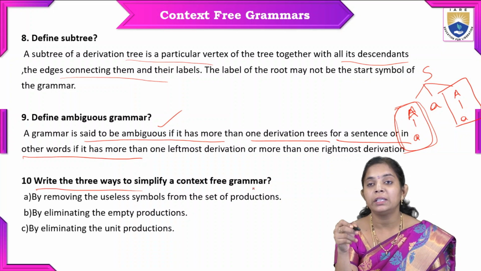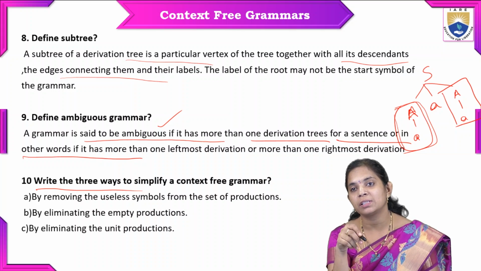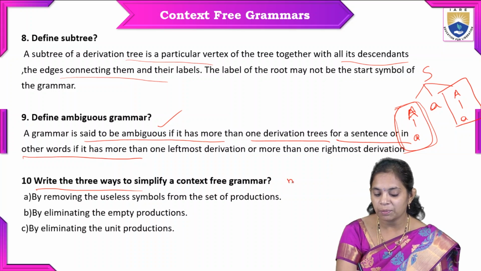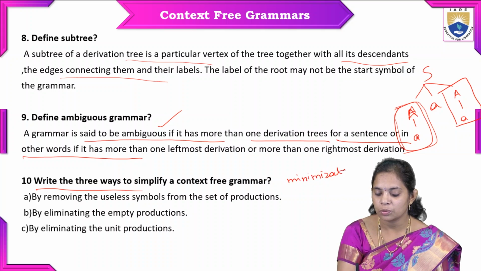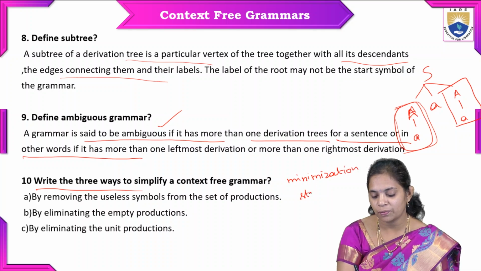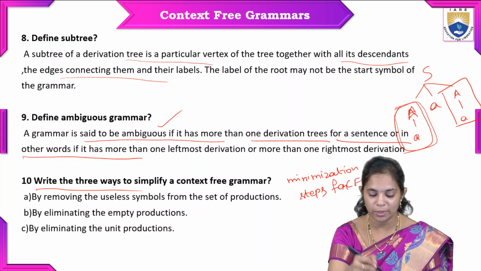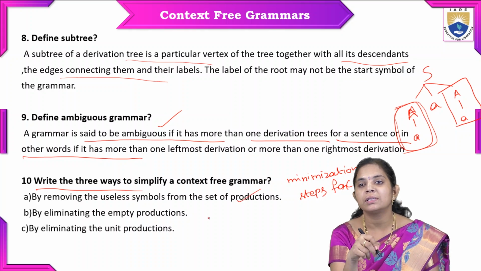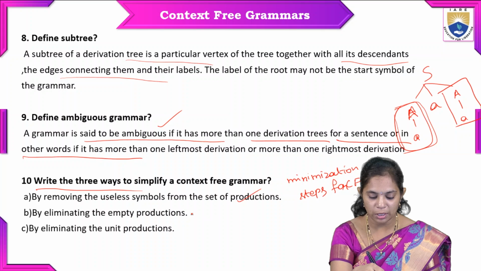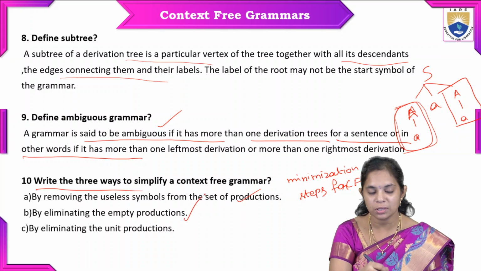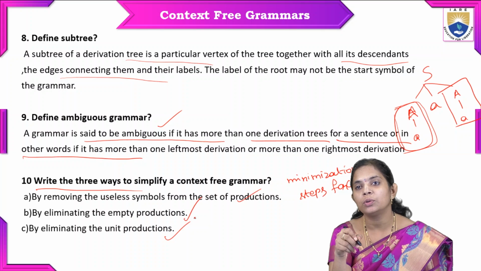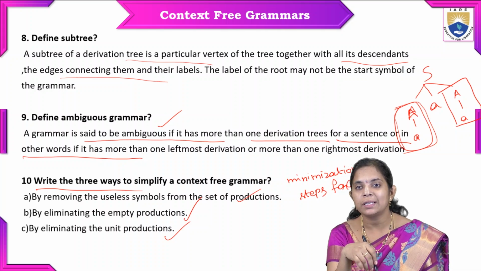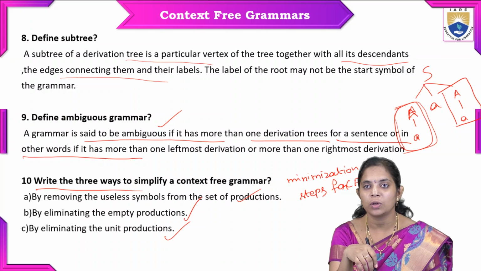And write the three ways to simplify the context-free grammar. We can say that it is a minimization step. So what are the minimization steps for CFG, context-free grammar? We have three steps. One is removing the useless symbols from the set of productions, the second one is removing the empty productions, and the third one is removing the unit productions. So these are the three steps to perform the minimization of context-free grammar.